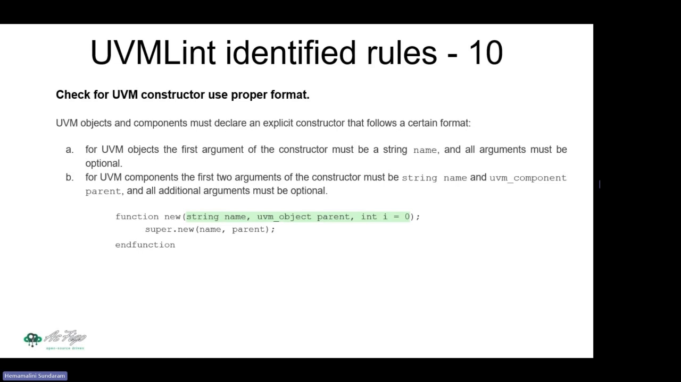The 10th rule is for the UVM constructor: use the proper format. For UVM objects, the first argument of the constructor must be a string name. Objects and components must declare an explicit constructor that follows a certain format. For a UVM object, the first argument of the constructor is a string name, and all other arguments must be optional. For UVM components, the first two arguments of the constructor must be a string name and the parent, and all additional arguments must be optional. So this is an example for this.